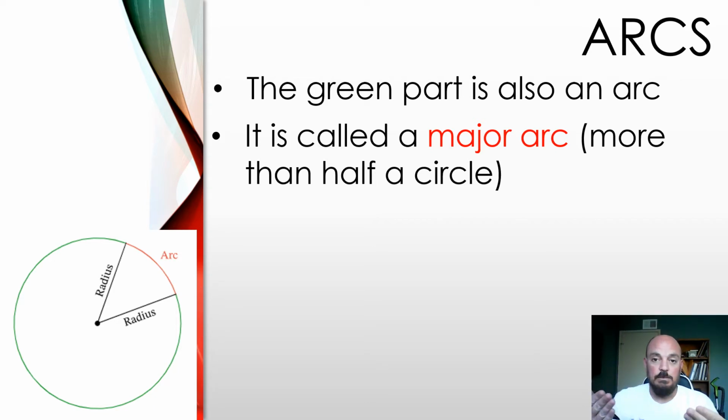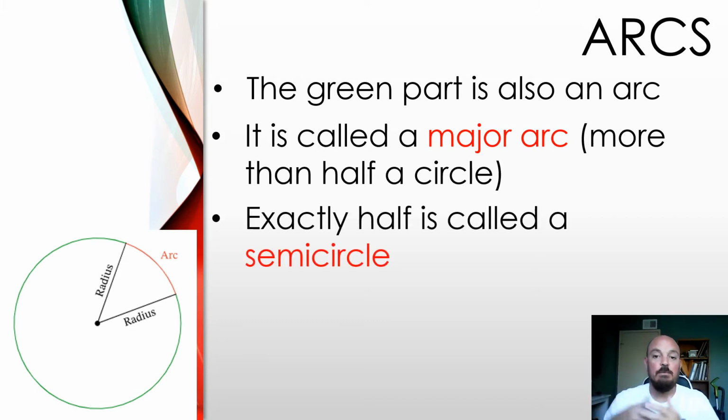Now the only other possibility, if something isn't more or less than half a circle, is if it was exactly half a circle. And we have a name for that. It's called a semicircle. The prefix semi means half of something. So a semicircle means half a circle, and it's not a major arc or a minor arc. It's exactly a circle cut in half.